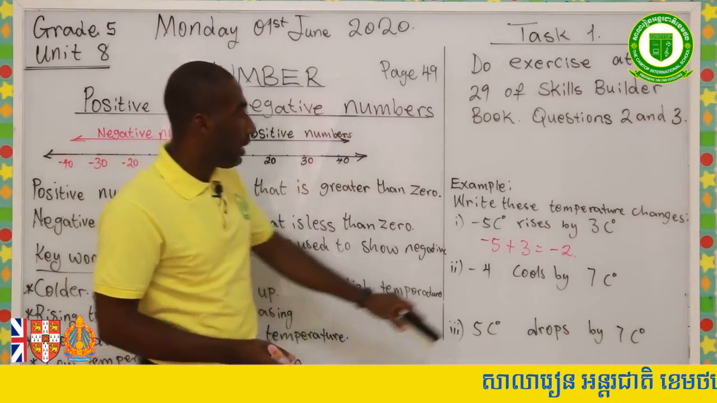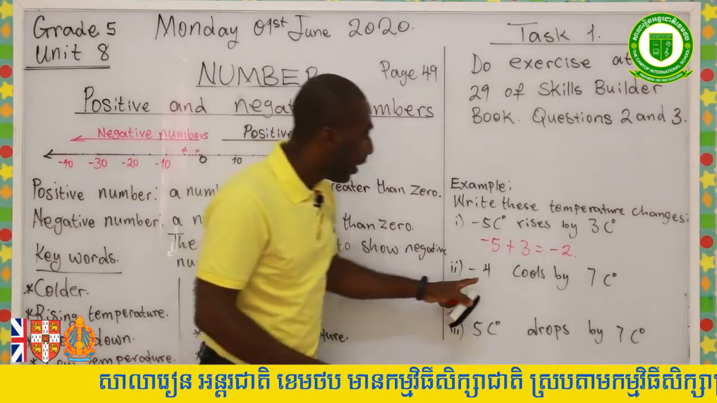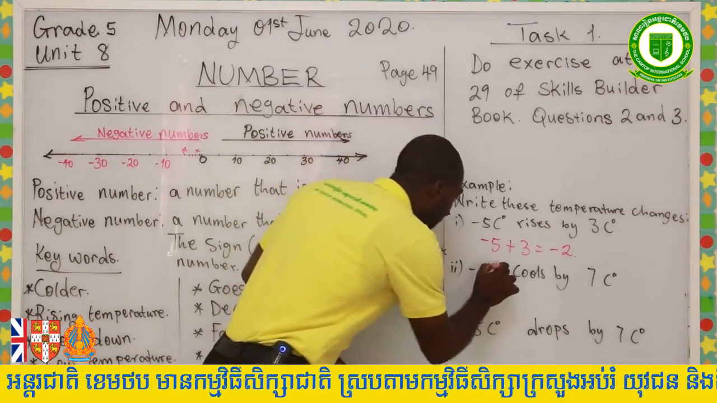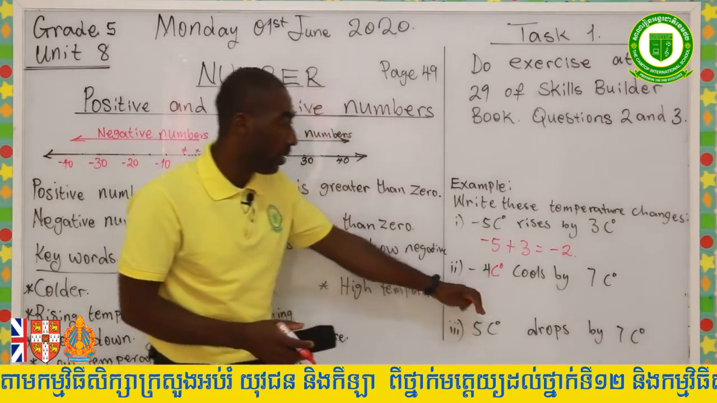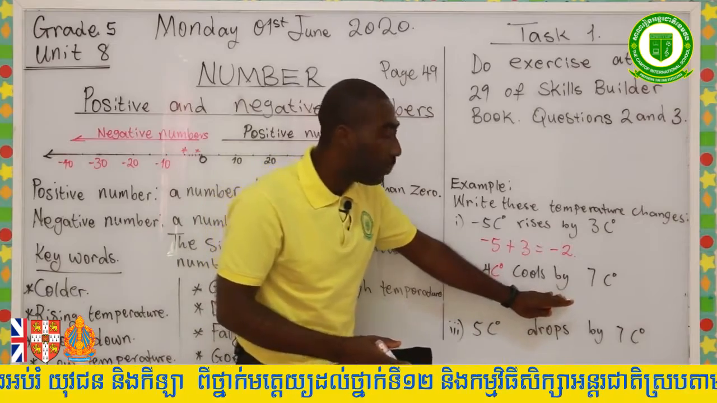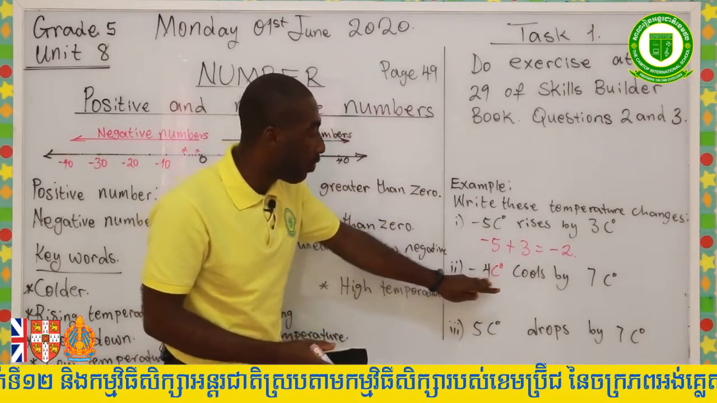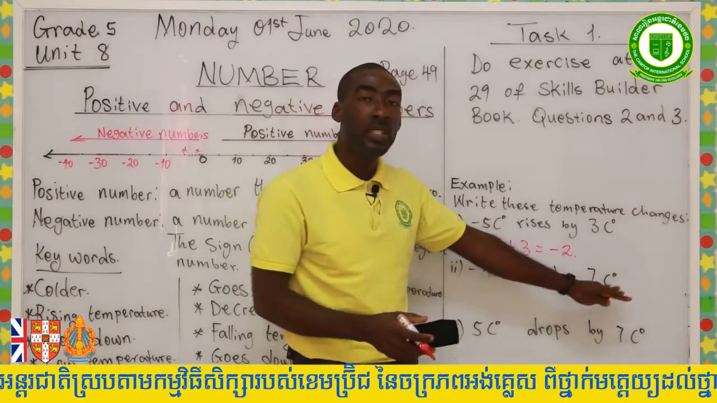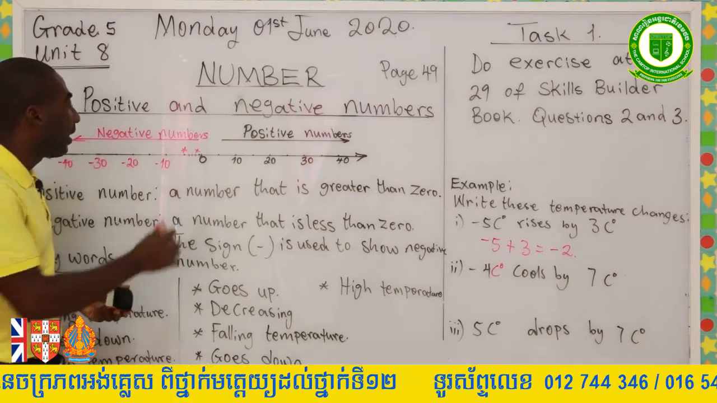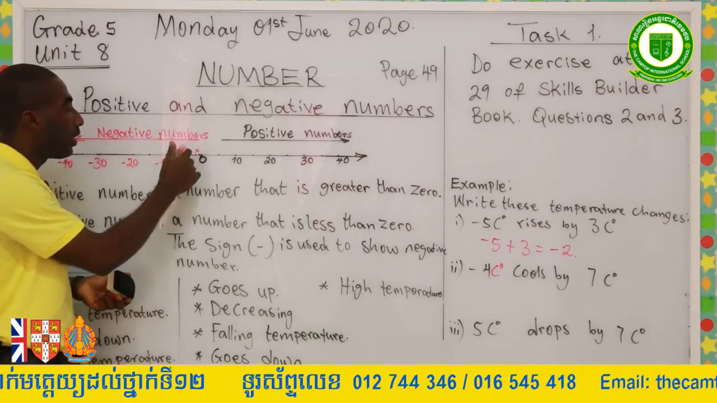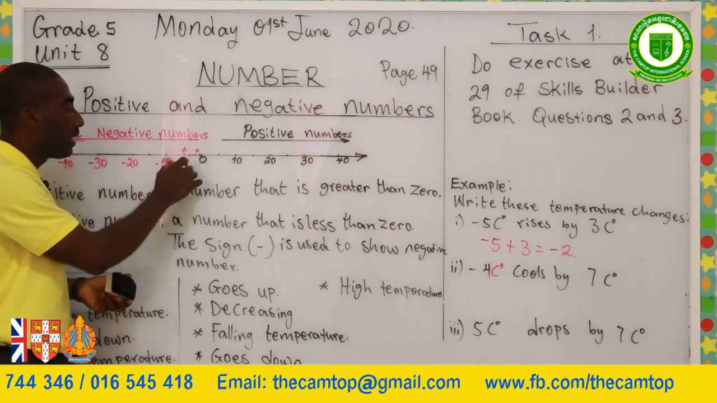Okay, now let's check our second example. The temperature at a place is -4 degrees Celsius and it cools down by 7 degrees Celsius. So on our number line we can find -4 somewhere here. Okay, so we stand here, this is -4.